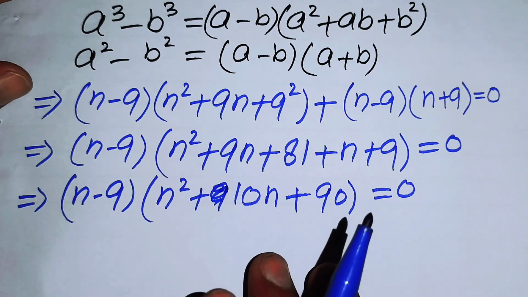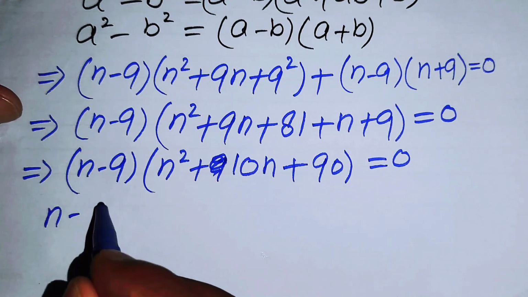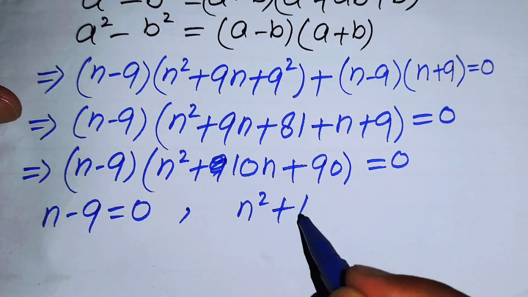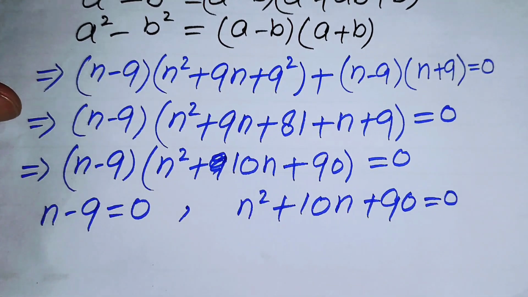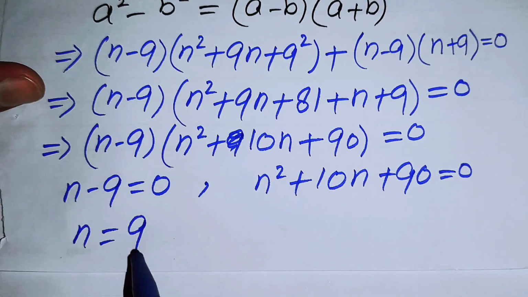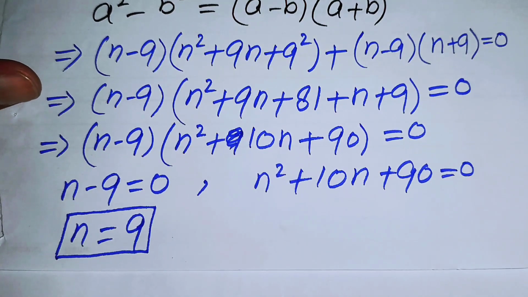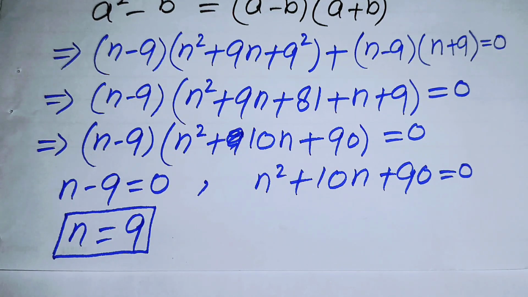So now here we have two cases. The first case is we take n minus 9 equal to 0, and the other case is we take n squared plus 10n plus 90 equal to 0. In the first case, you get the value of n is 9. So this is the first root of the given equation. In order to find the other real roots, we need to solve this expression.